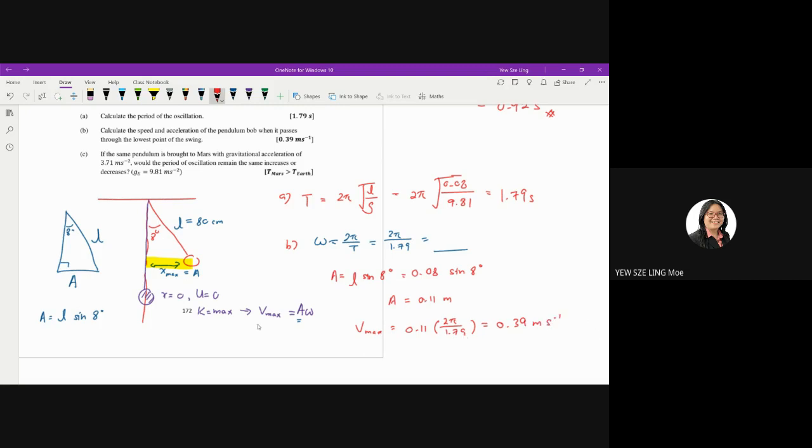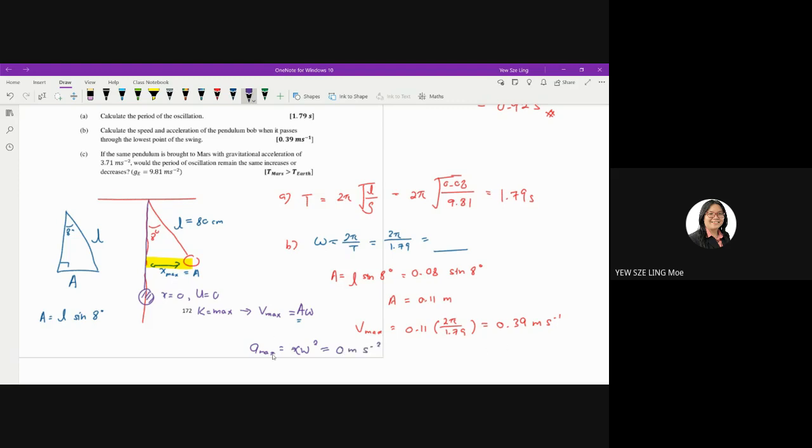Okay, so for acceleration, A max is equal to x omega square, if I'm not mistaken. So A max equals x omega square. At the lowest position, my x is equal to 0. Therefore, A max straight away equals 0 ms negative 2.